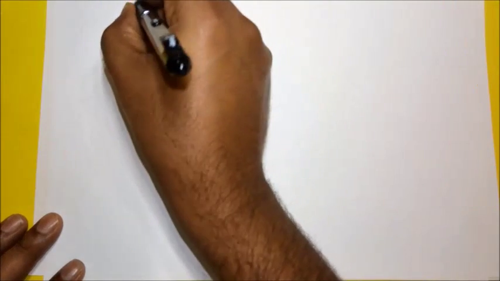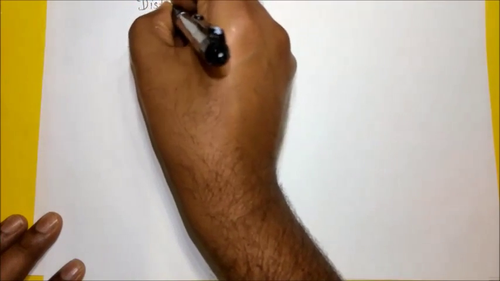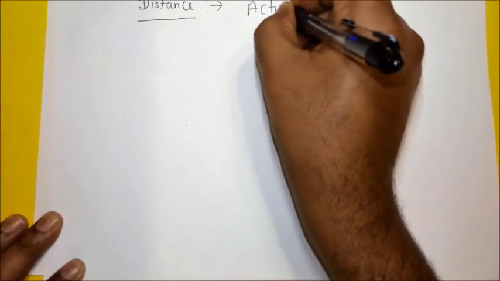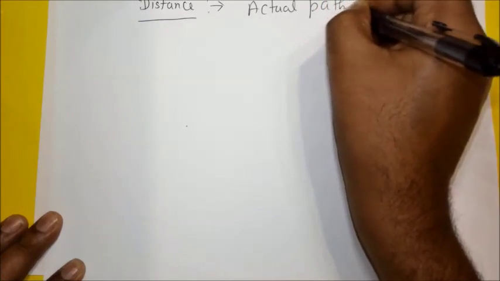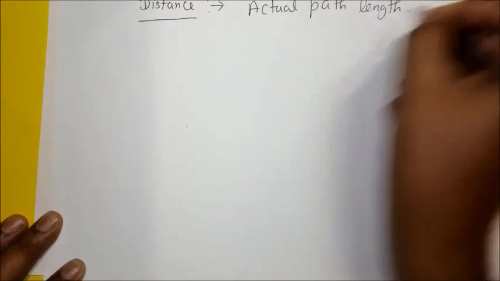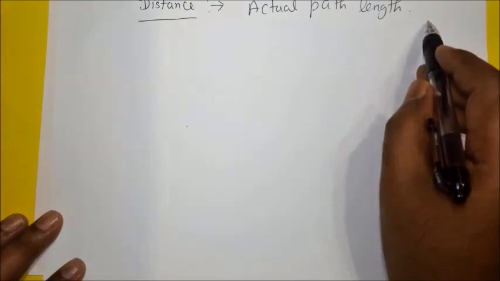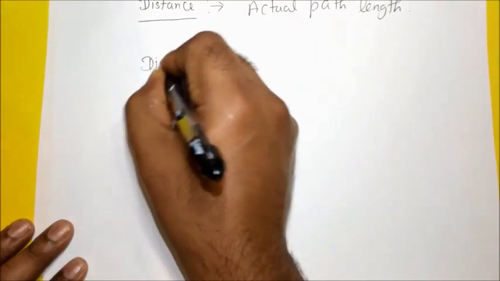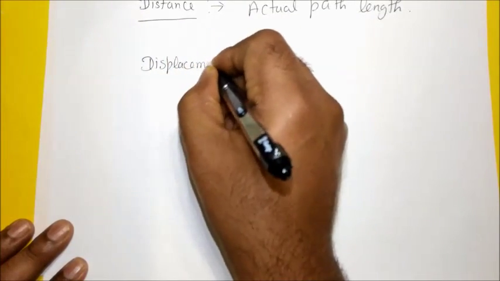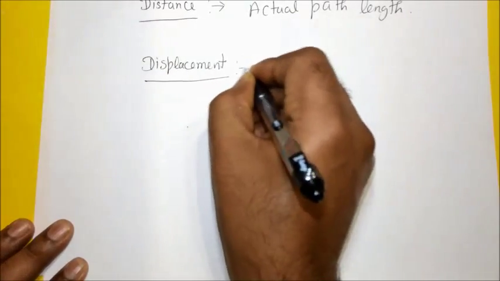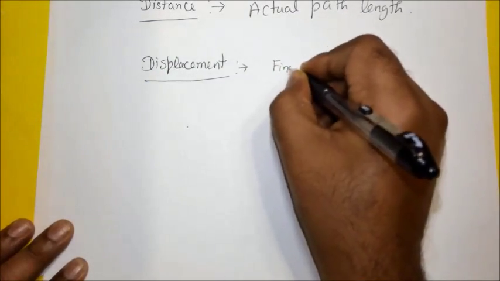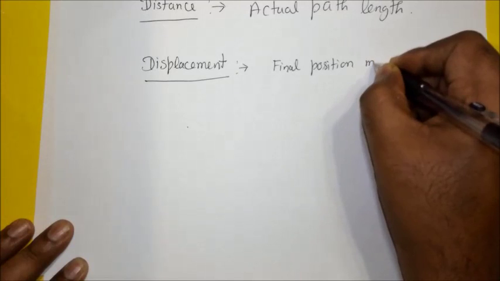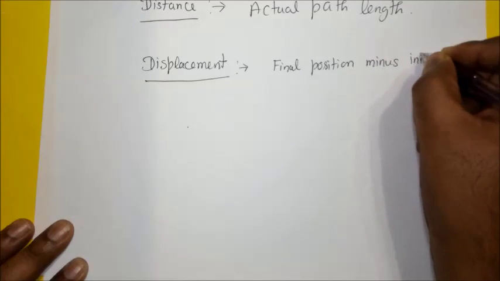Now let's talk about distance. It's the actual path length. If something is moving, its actual path length is known as distance. Okay. And what is displacement? It is defined as final position minus initial position.